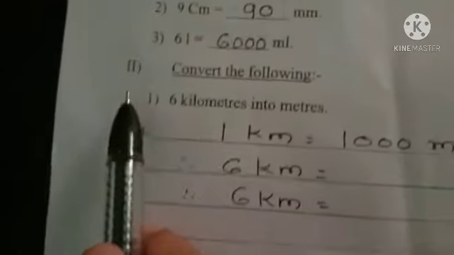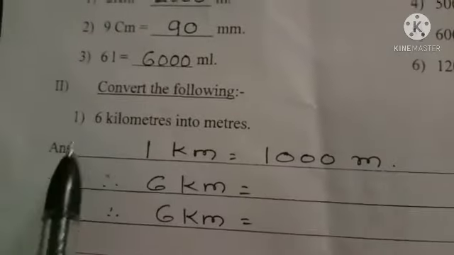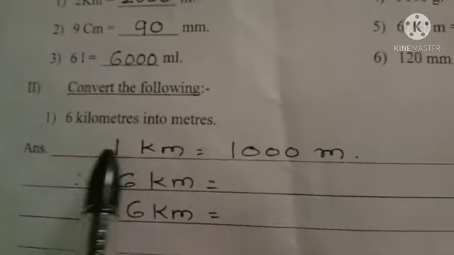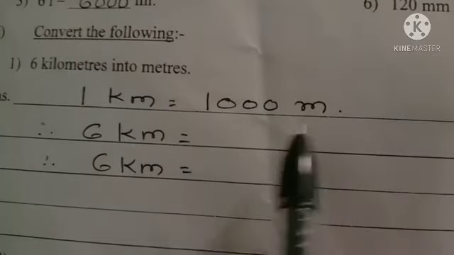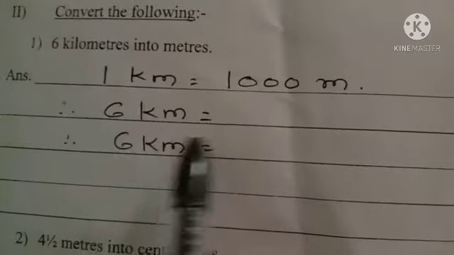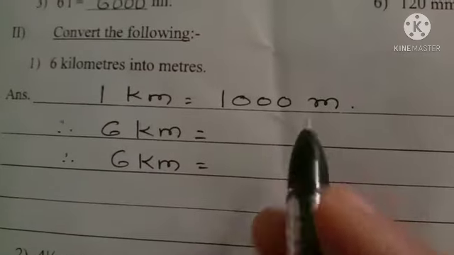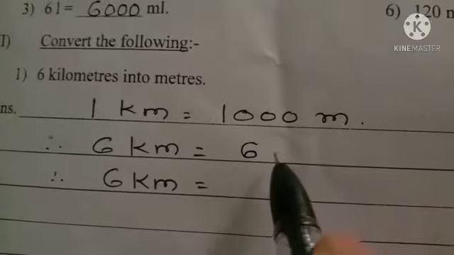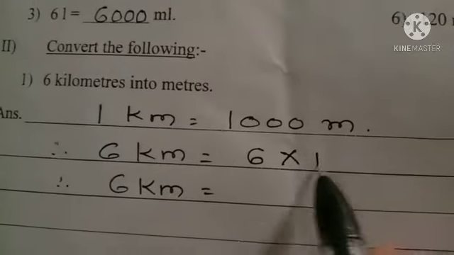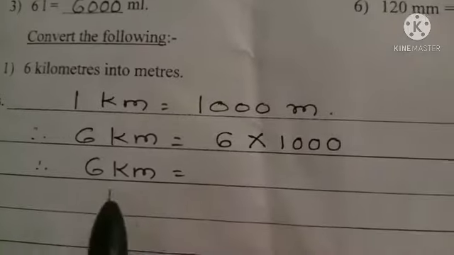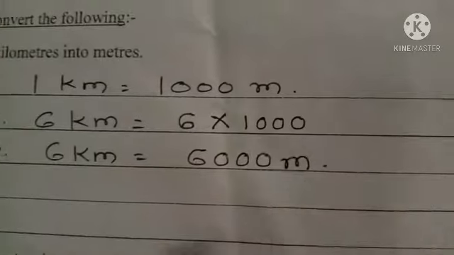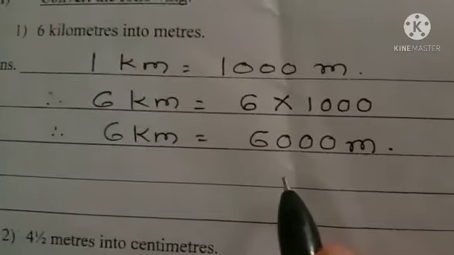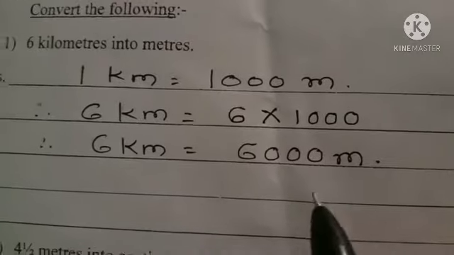Moving to the next question, number 2 is convert the following. Here is given the first example, 6 kilometers into meters. You know that 1 kilometer is equal to 1000 meters. We have to convert this 6 kilometers into meters. What we'll do? We'll just multiply by 1000. So 6 multiplied by 1000, that is equal to 6000. 6 kilometers is equal to 6000 meters.